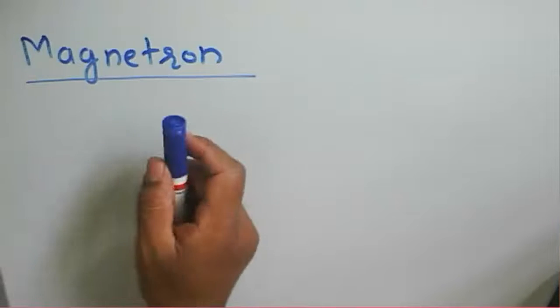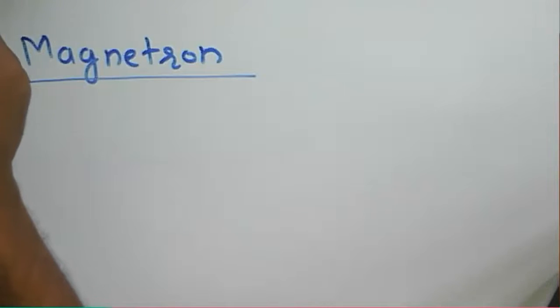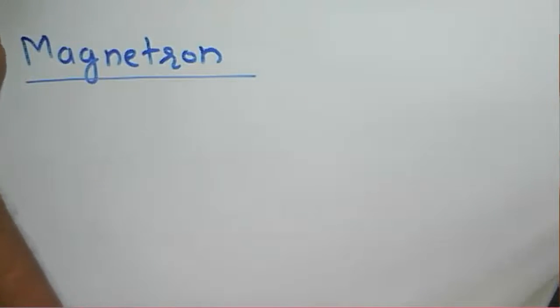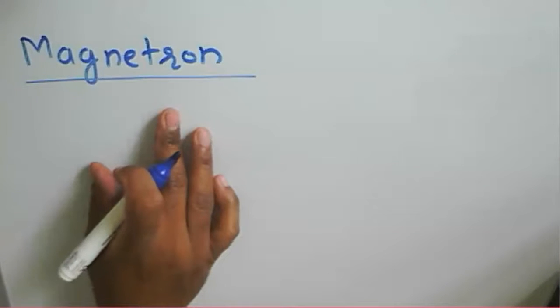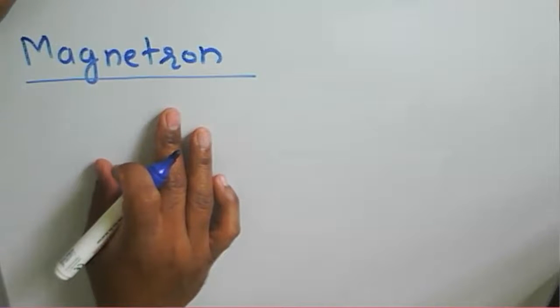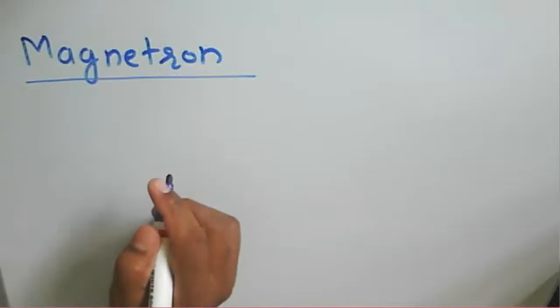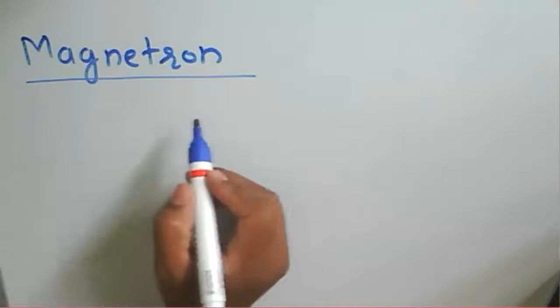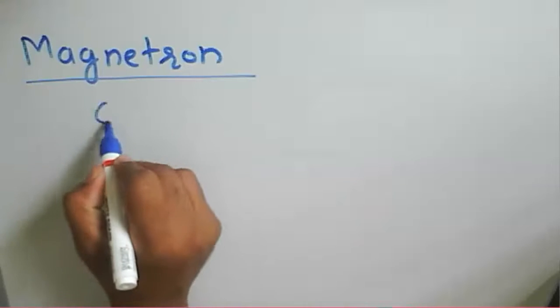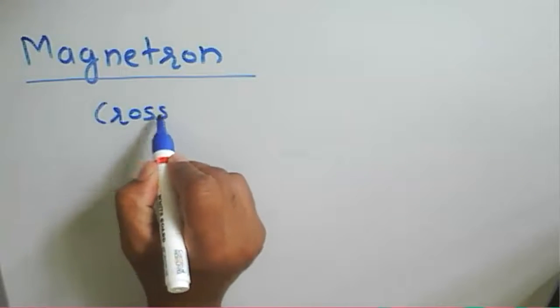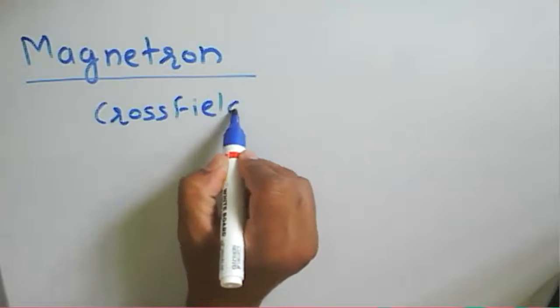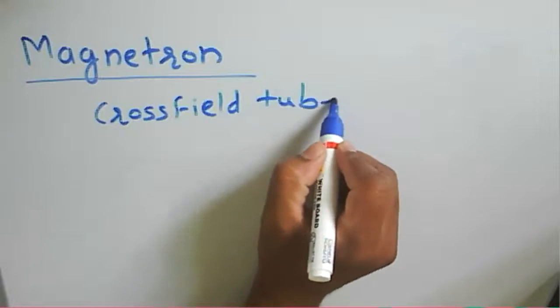Today we start a new topic, the magnetron. The magnetron is useful for the generation of a microwave signal. This magnetron is called a cross-field tube. This one is nothing but a cross-field tube.